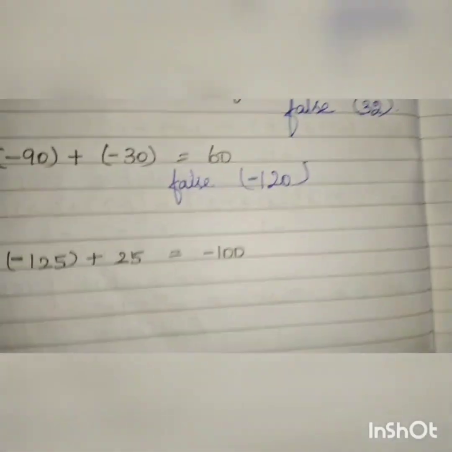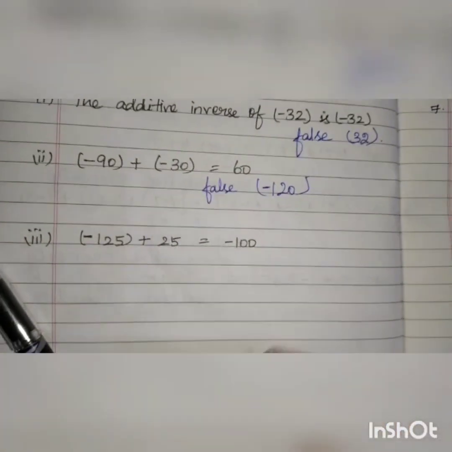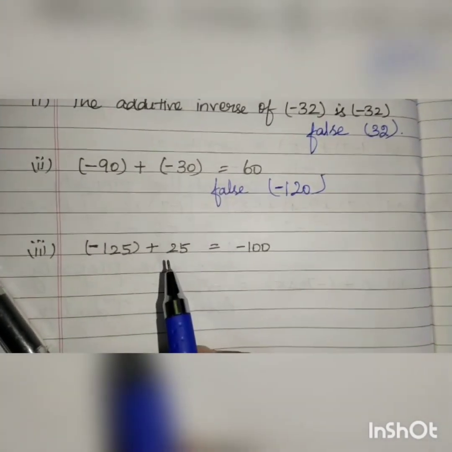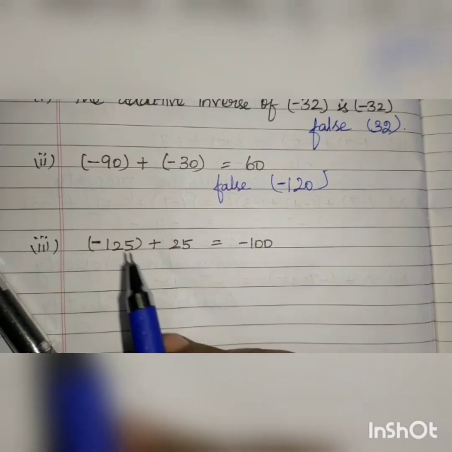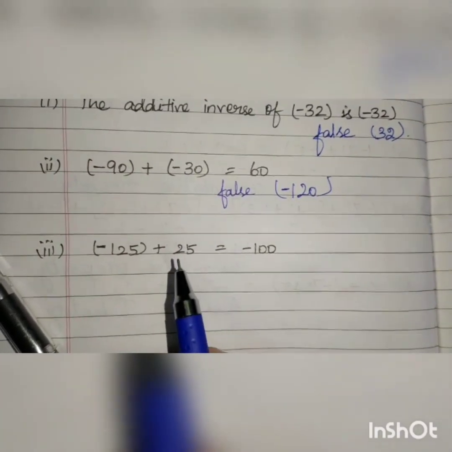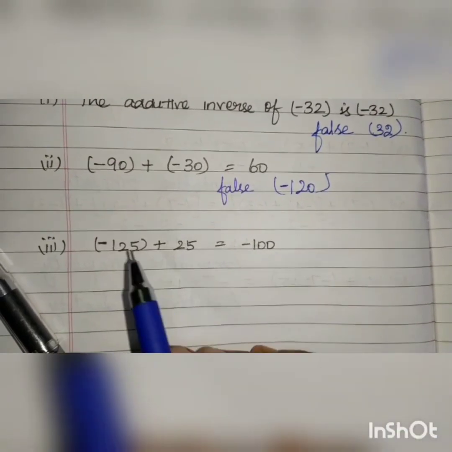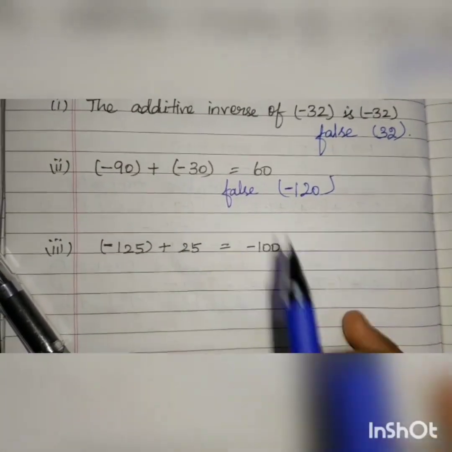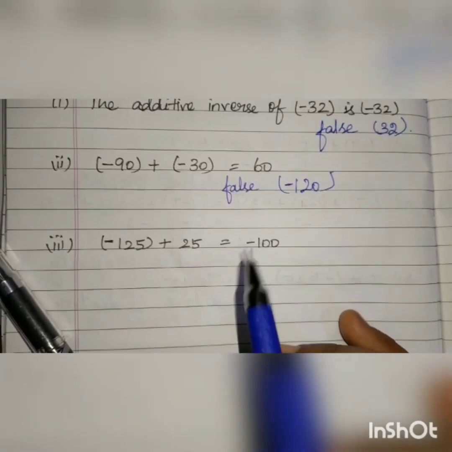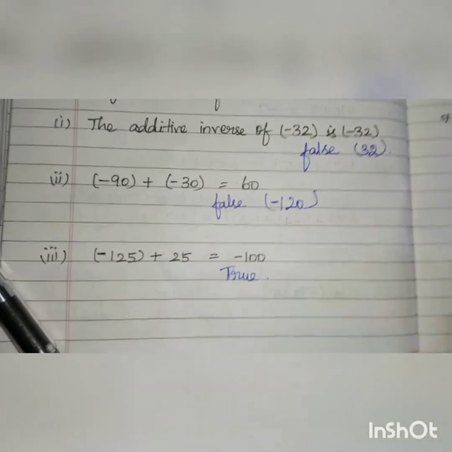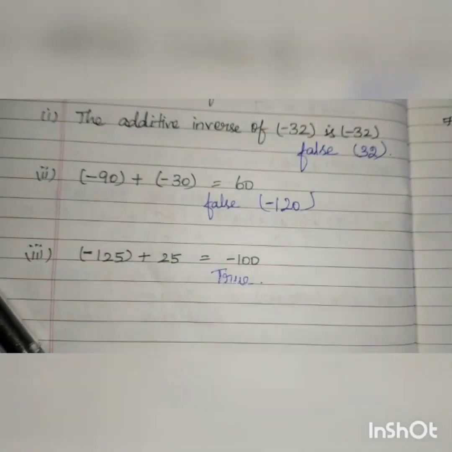Okay. Now we are coming to this third one. Minus 125 plus 25. What will come here? Minus, plus. So we just want to do the subtraction. Minus 125 minus 25, what will we get? Yes, 100. The bigger number is negative, so we give minus 100. So the answer is true. Okay, are you clear?